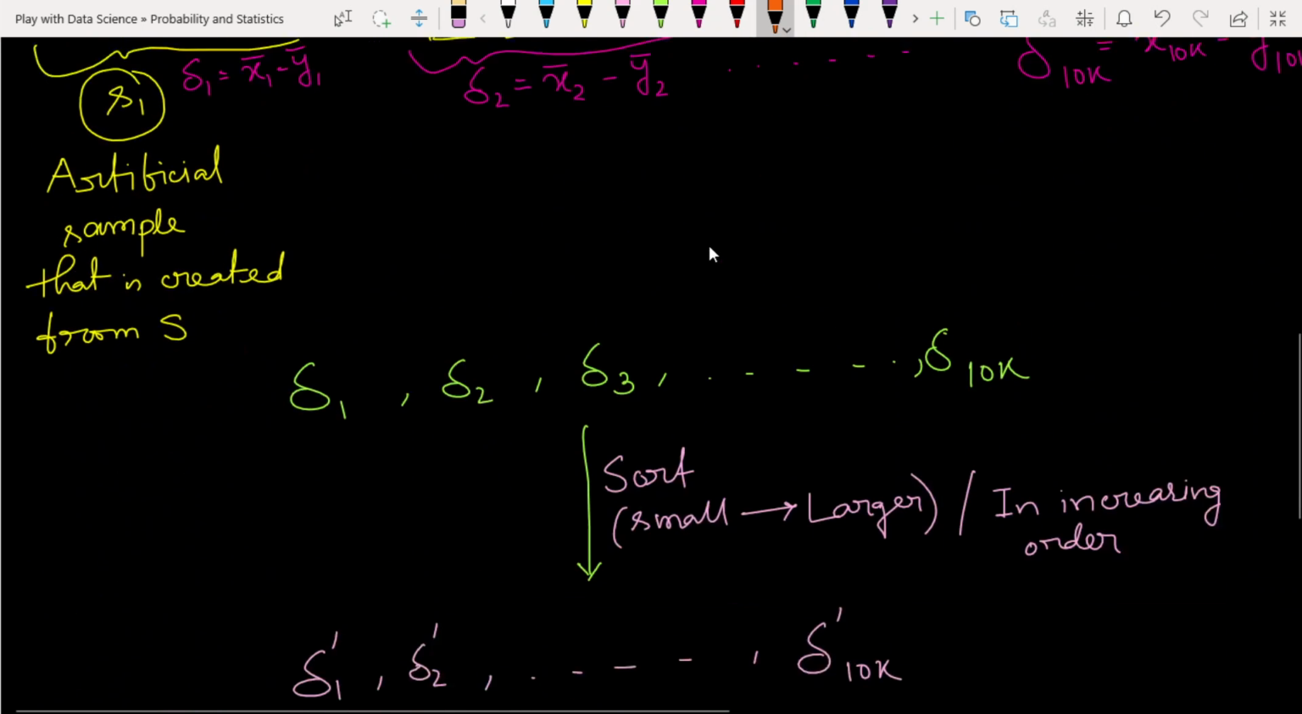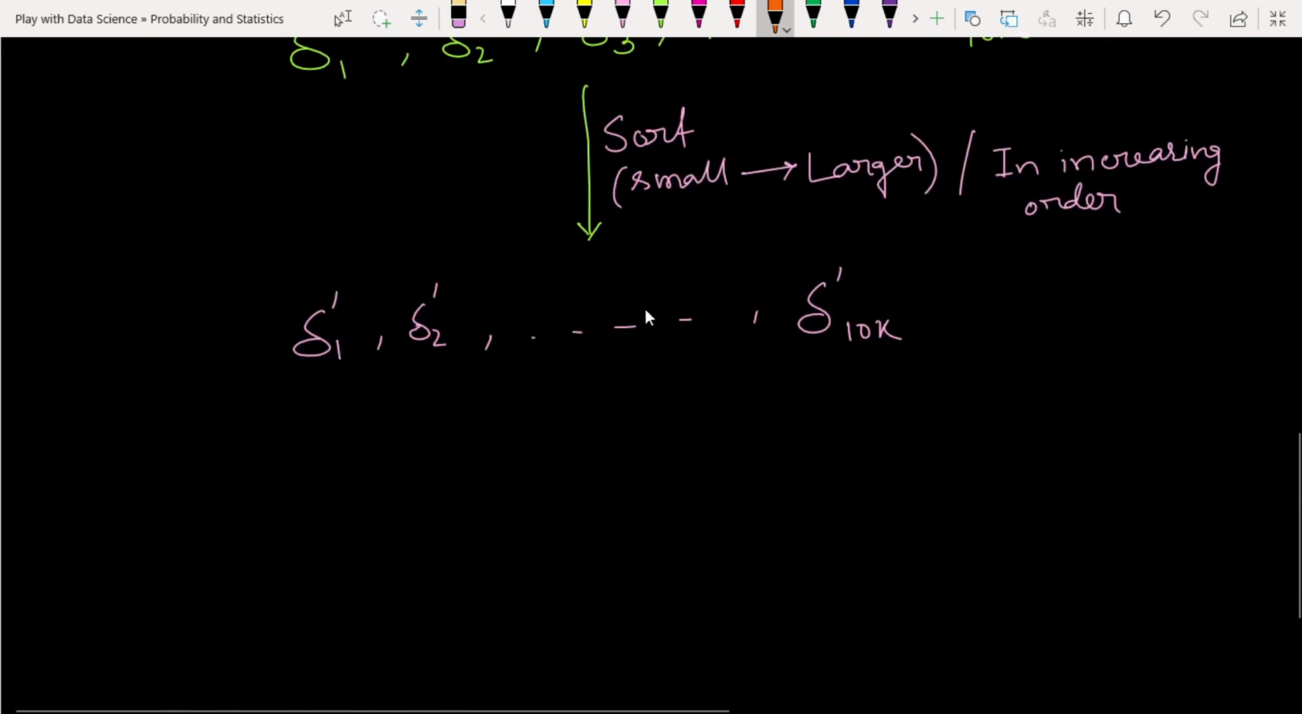Now we'll find where this capital delta will be placed, meaning what its order is here. Delta 1 dash, delta 2 dash are the ordered values, because we have sorted these. Now we will find where the capital delta falls. Suppose it is placed here, and its order will be like this.